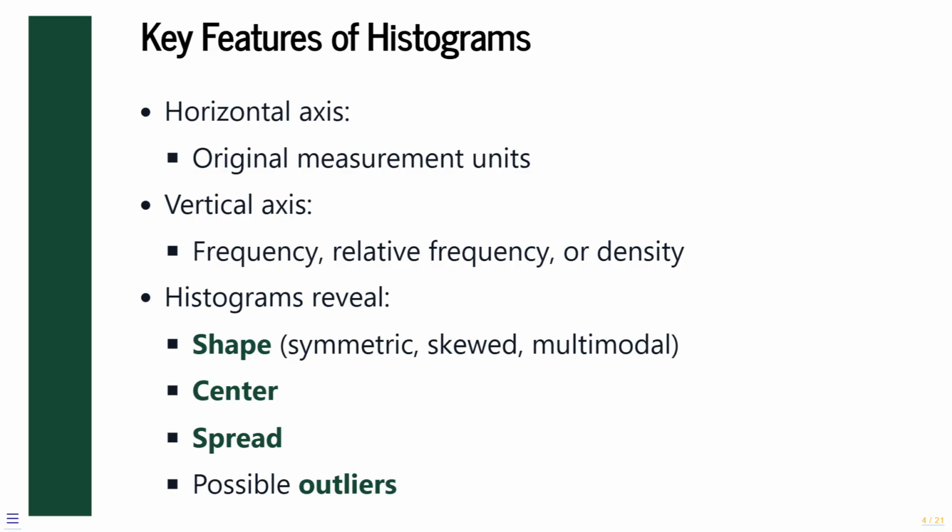Because quantitative data are measured on a continuous scale, the bars in a histogram touch. This visual continuity emphasizes that values flow smoothly from one class to the next, unlike categorical bar charts where gaps indicate distinct groups. The horizontal axis is measured in the original units of the data, while the vertical axis displays either frequency, relative frequency, or density.